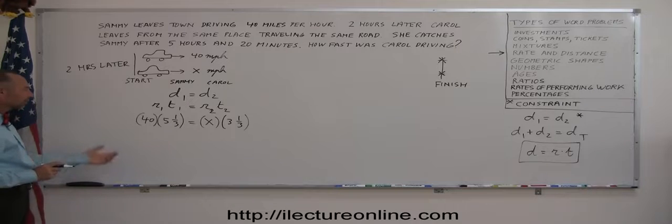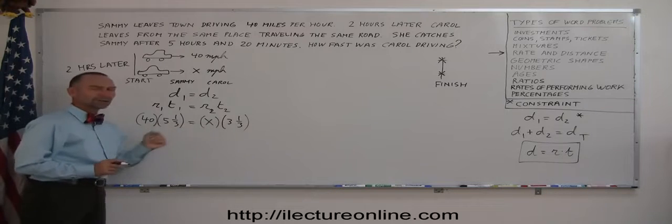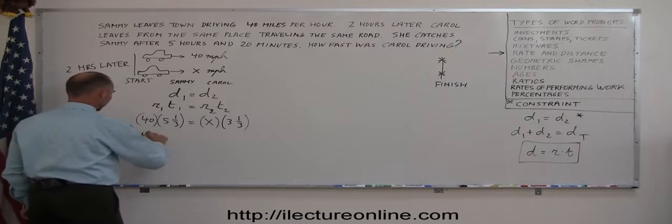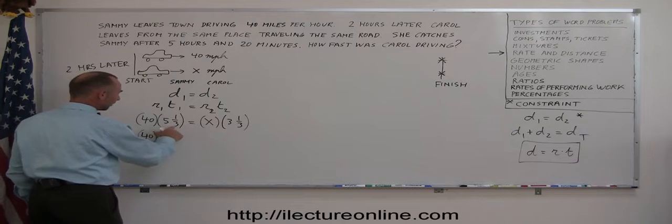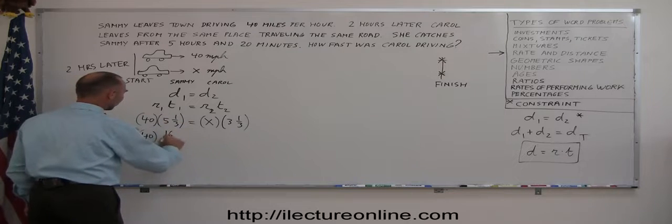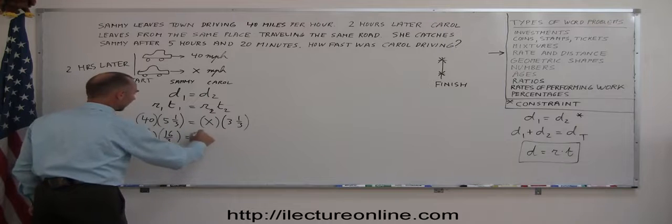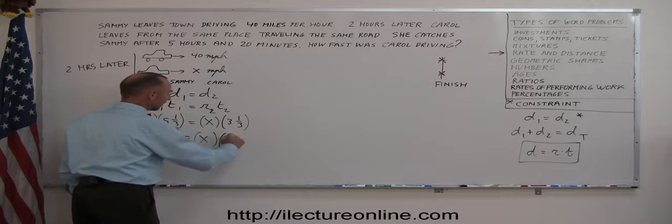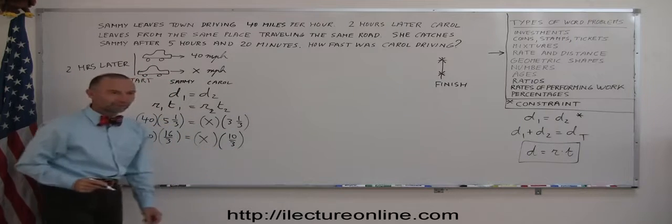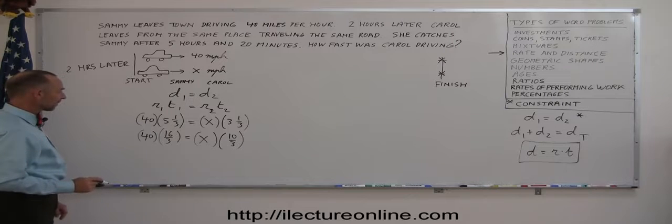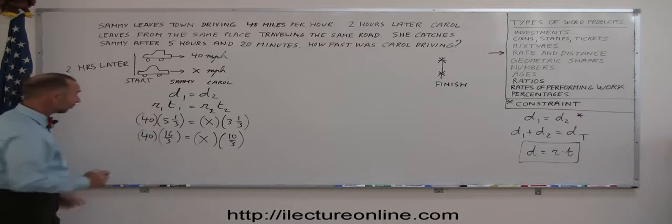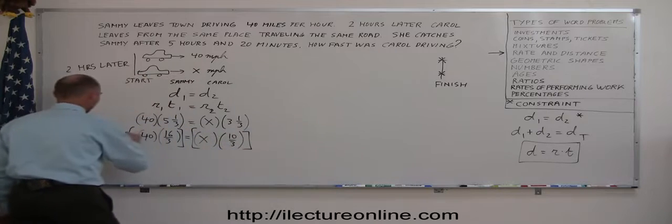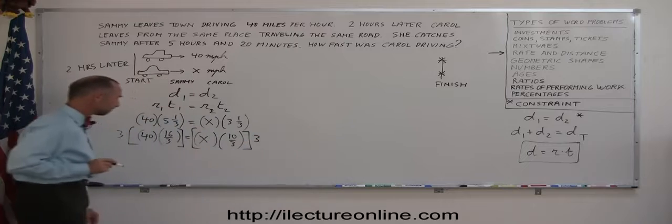Okay, the first thing I want to do is convert these into what we call improper fractions. So I'm going to write 5 1/3 as, well, if I multiply 5 times 3, I get 15, plus 1 is 16. I can write this as 16 over 3 times 40 equals x times, and for 3 1/3, 3 times 3 is 9, plus 1 is 10, so 10 over 3. So I converted from a mixed number to an improper fraction. Now I can go ahead and get rid of the fractions by multiplying both sides by the lowest common denominator. In this case, that is 3. So multiply the left side by 3 and the right side by 3.